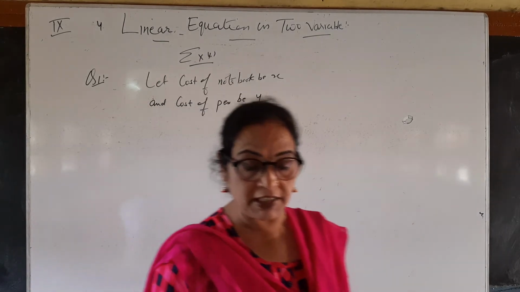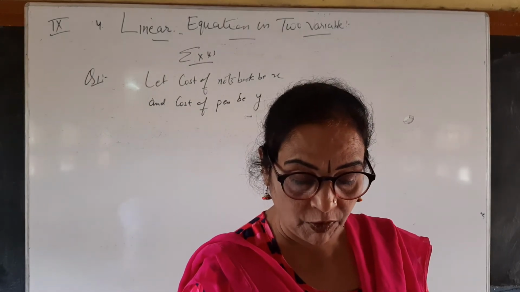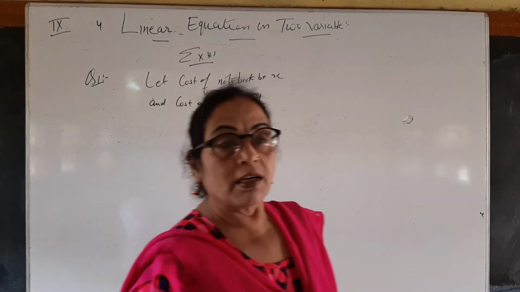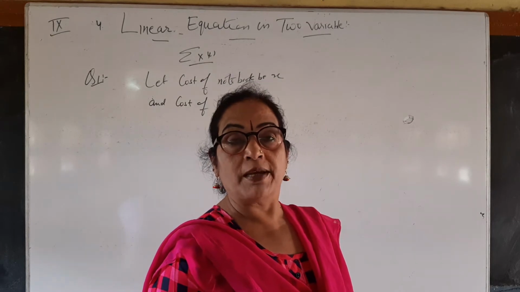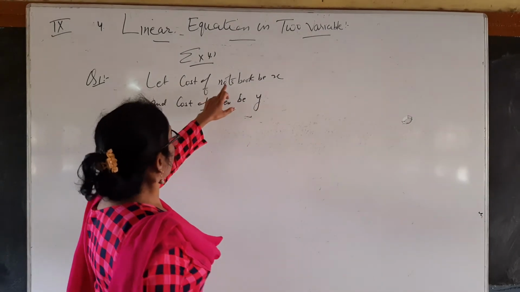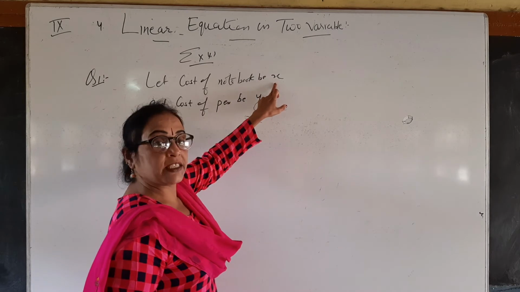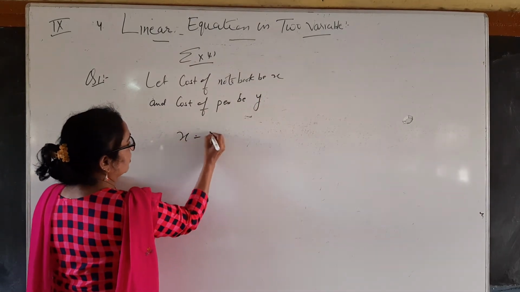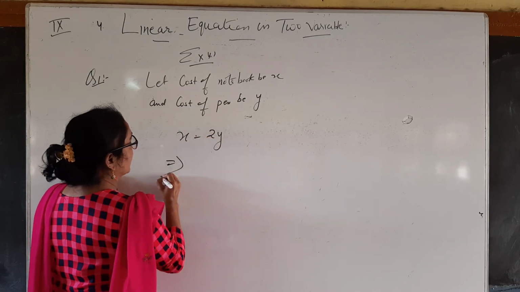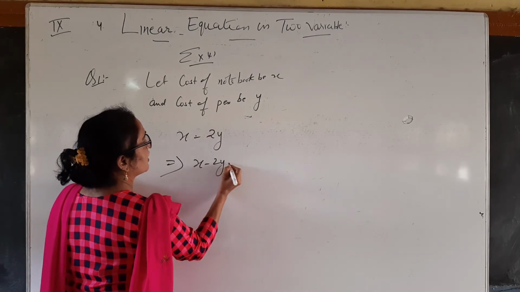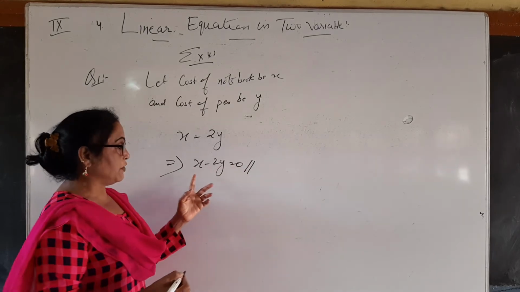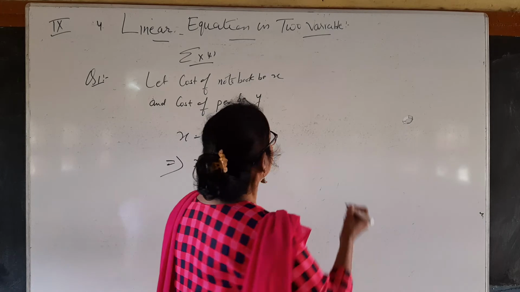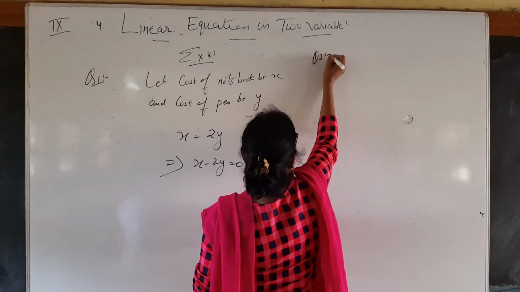Then see what condition is given. It is given that the cost of the notebook is twice the cost of the pen. What is the cost of the notebook? 2 times the cost of the pen. So our cost of notebook is x and cost of pen is y. So, given here, x equal to 2y, and we can write it like this: x minus 2y equal to 0. This is a linear equation in two variables. x and y are the variables here. Now next we will see question number 2.